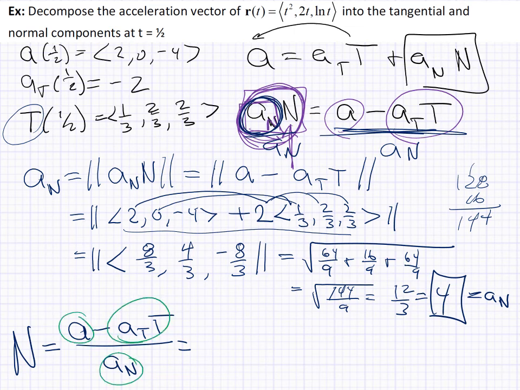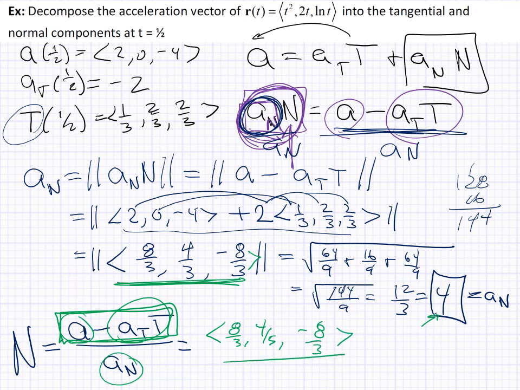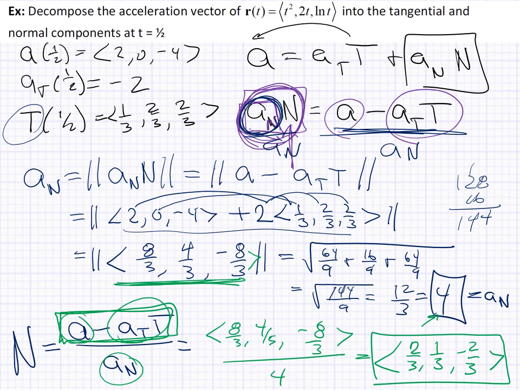And so I know that this vector here is this vector here, okay? Because I just calculated that. And then I have to divide that by what I found here, which is 4. So if I took 8/3, 4/3, and minus 8/3, and I divide that by 4, I get, what, 2/3, 1/3, and minus 2/3? And there's your unit normal vector. So then we put this all together and we get our full decomposition.